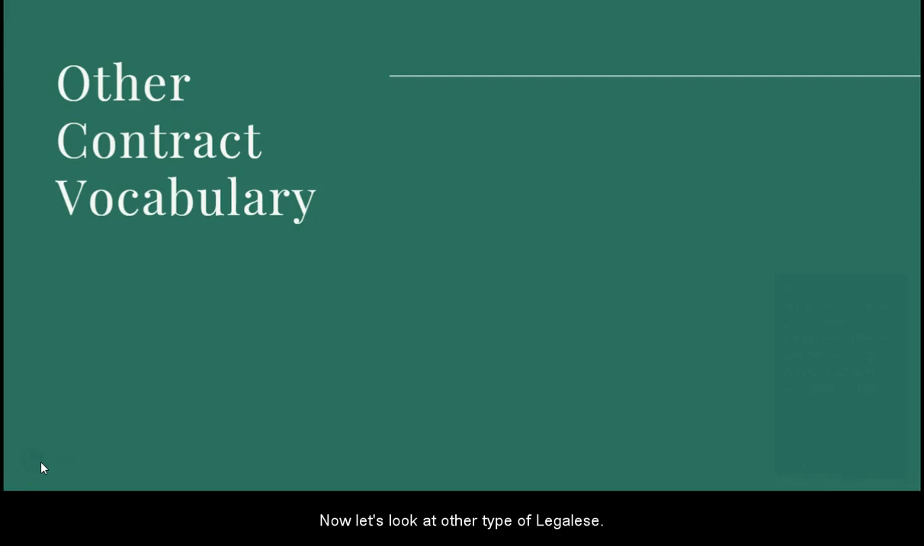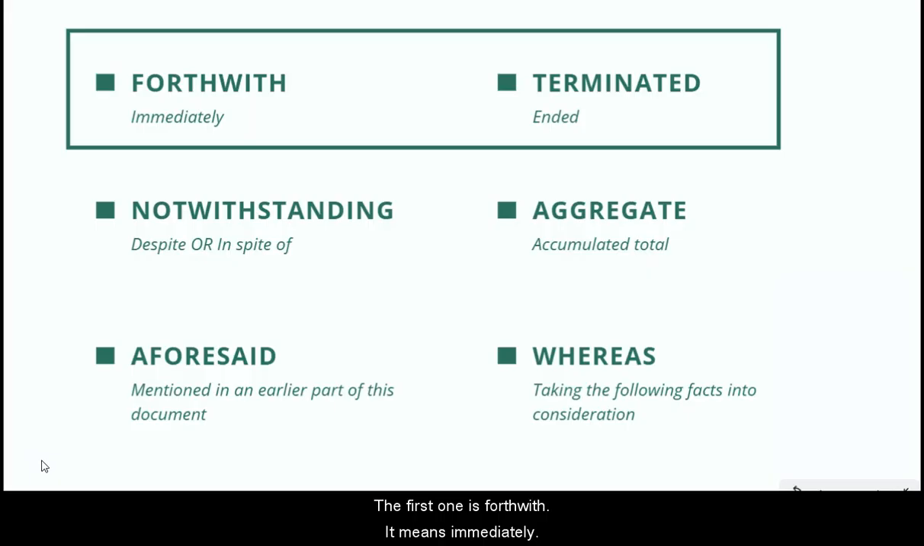Now let's look at another type of legalese. These are all non-legal words, but just old English that you still see very frequently in modern contracts. Let's see what they are and how you can replace them with plain English. The first one is forthwith. It means immediately. And the next one is terminated. It simply means ended.